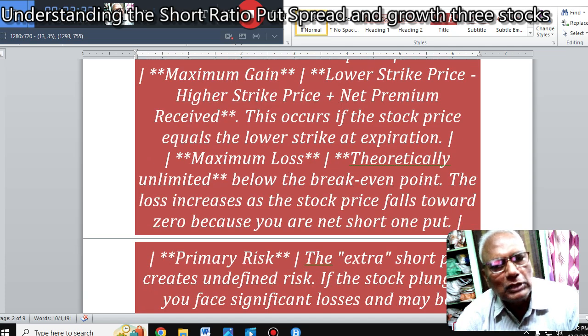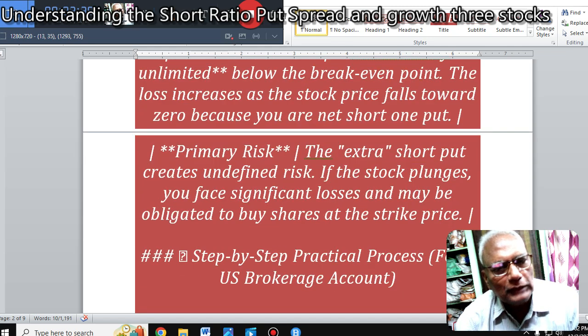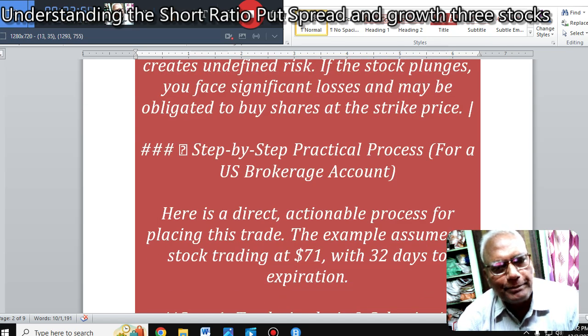Maximum loss: theoretically unlimited. Below the break-even point, the loss increases as the stock price falls towards zero because you are net short one put. Primary risk: the extra short put creates undefined risk. If your stock plunges, you face significant losses and may be obligated to buy shares at the strike price.